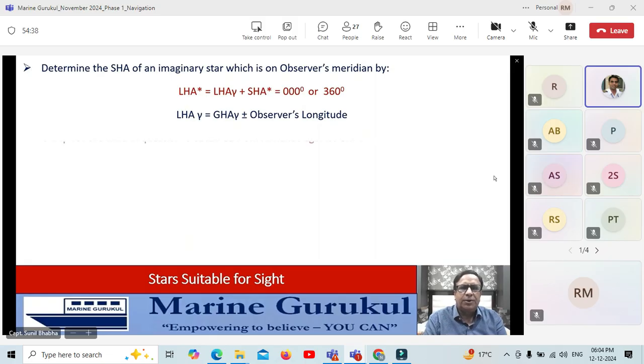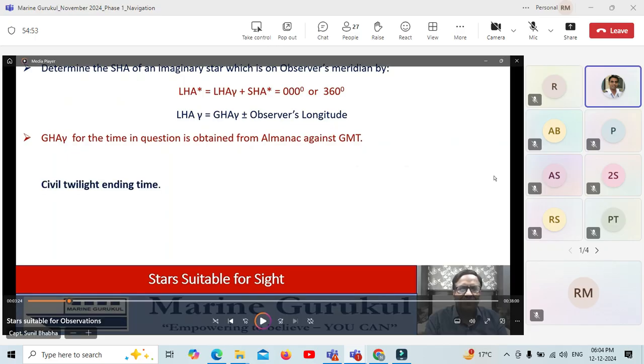GHA Aries can be obtained from the Nautical Almanac against GMT. Now, if the time in question is given in GMT, it can be directly used. If some other time is given, that needs to be suitably converted to GMT. Beta, any doubt in the first 2 points?